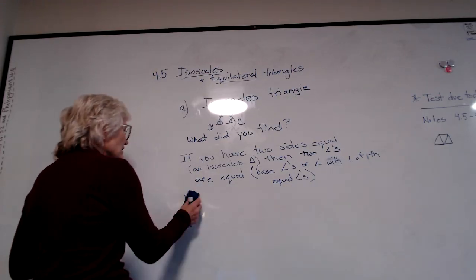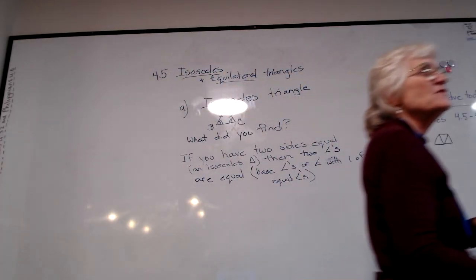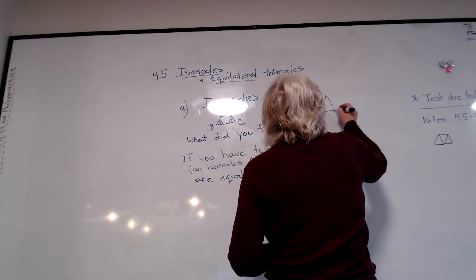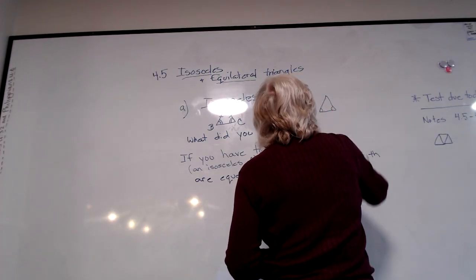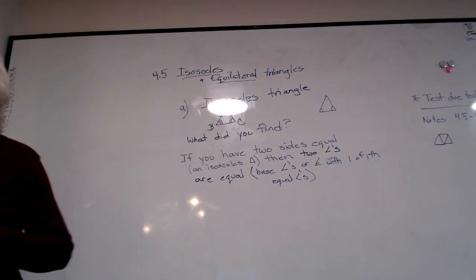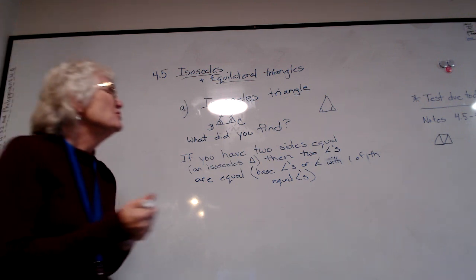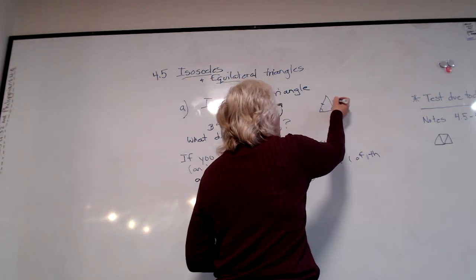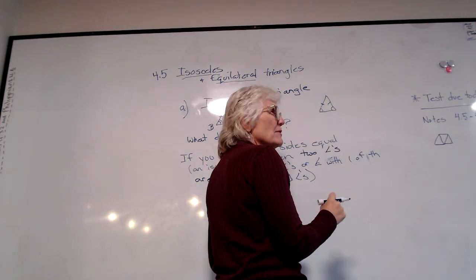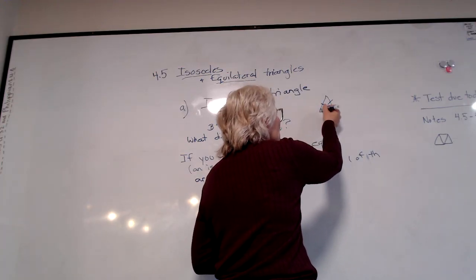A question. If I went the backwards way, what if I started with two angles that are the same in a triangle? What do you think would be true? Does it go the other way? Yes, I would say probably. Yes. The two opposite sides are equal, because this side is directly across from this angle.